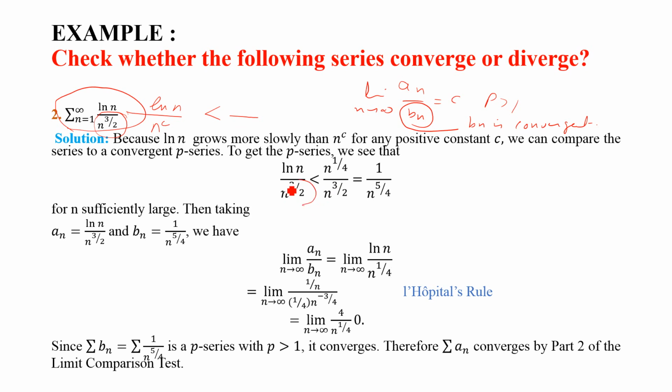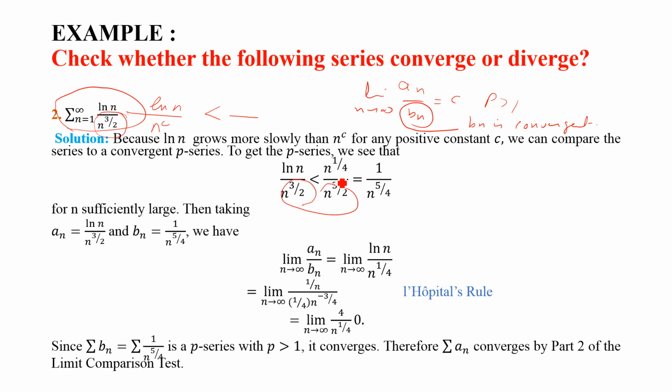So the denominator remains the same. We just compare this natural log of n with n to the power 1 over 4, and n to the power 1 over 4 is greater than natural log of n. We can verify it. Now, why did we choose n to the power 1 over 4?